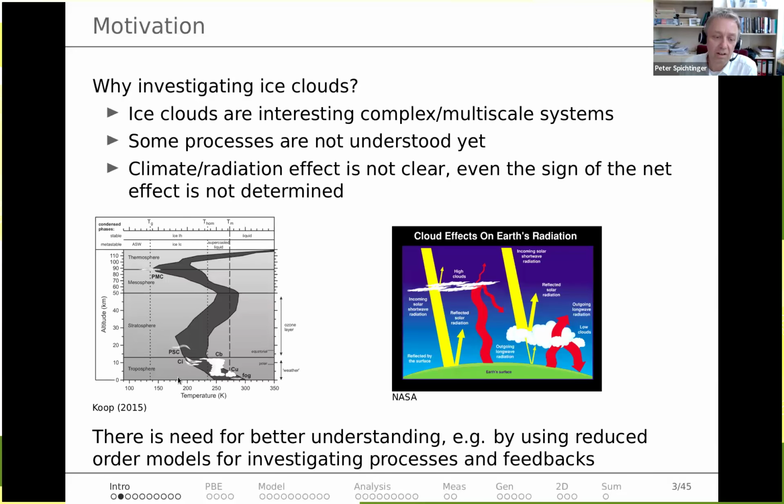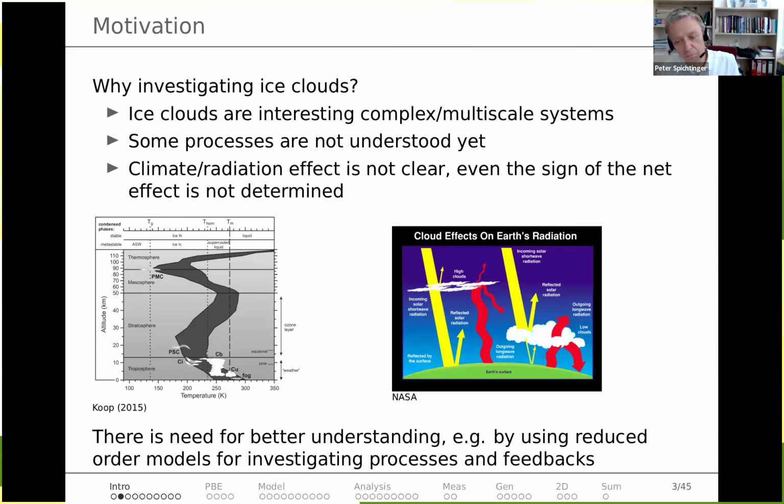You can see that if you're talking about these things here, this is a diagram with phases of ice. So you have the hexagonal ice and maybe other things. This is really a complex situation. And on the other hand, you see this radiation effect. In principle, there's a need for better understanding.